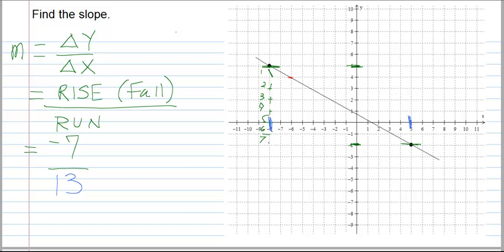I'm going to go down 7. 1, 2, 3, 4, 5, 6, 7. I'm going to move over 13. 1, 2, 3, 4, 5, 6, 7, 8, 9, 10, 11, 12, 13. I'm back on the line. That's the way the slope of a line works. You can start at any point, and you can move according to the slope. And if it's a straight line, like we're talking about here, you'll always end up back on that line.